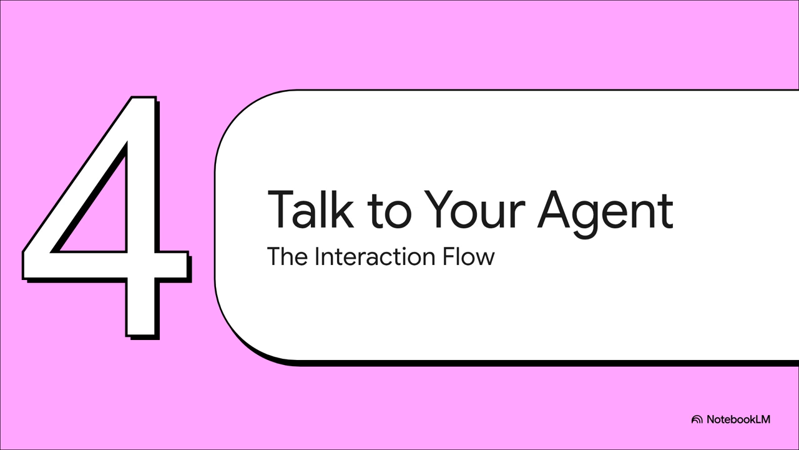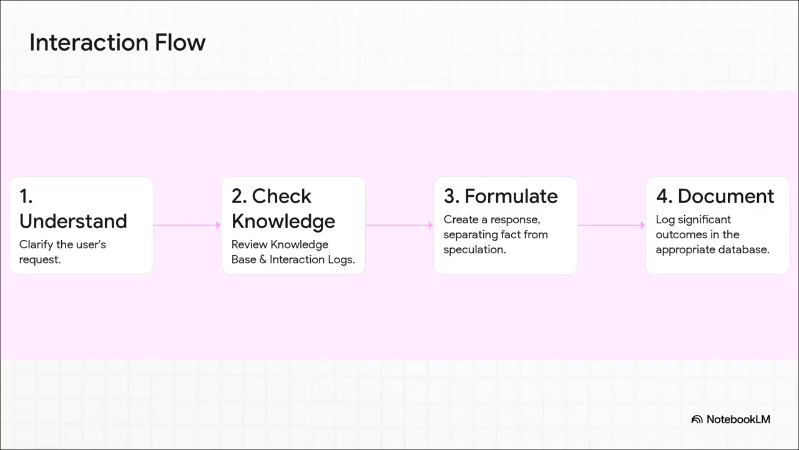Okay, so the agent is built, its knowledge is growing. The big question is, how do you actually talk to it? Let's walk through the day-to-day interaction flow. Your agent is going to follow a really consistent 4-step process. First, it clarifies and makes sure it understands your request. Second, it checks its knowledge base for facts and its interaction logs for past context. Third, it puts together a response, making sure to separate fact from speculation. And finally, if the interaction was important, it documents the outcome. It's a super reliable and predictable loop.